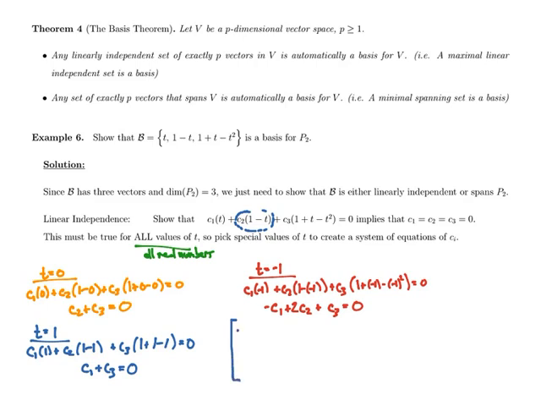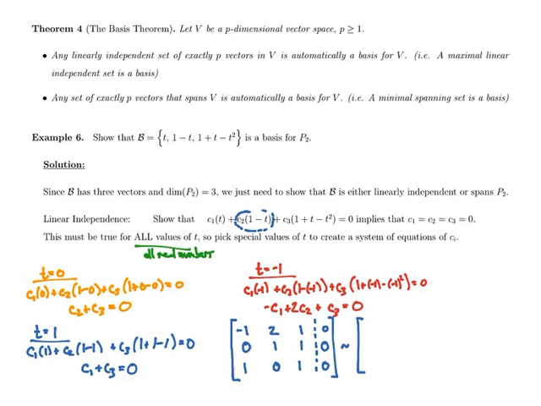And we have this system of equations that we can put into an augmented system. We have a negative 1, 2, 1 augmented with the 0 matrix. That's from the first equation with t equals negative 1. We have a 0, 1, 1, 0. That's from this t equals 0 equation. And we have a 1, 0, 1 from the c1 plus c3 equals 0. And we can row reduce this matrix.